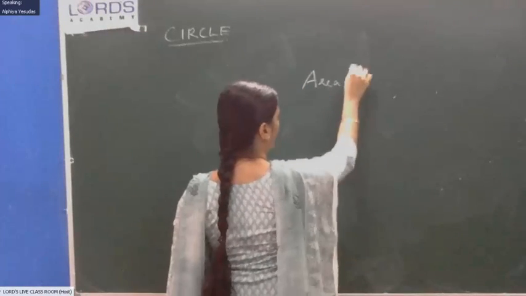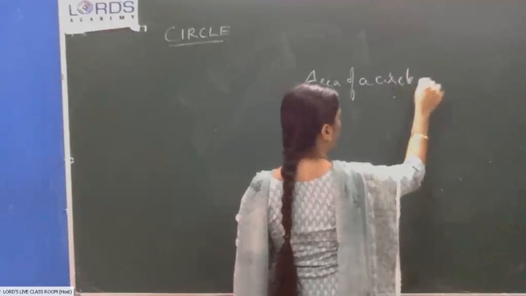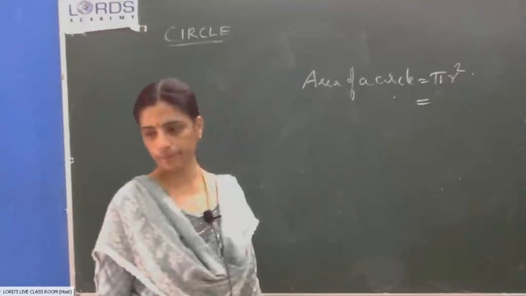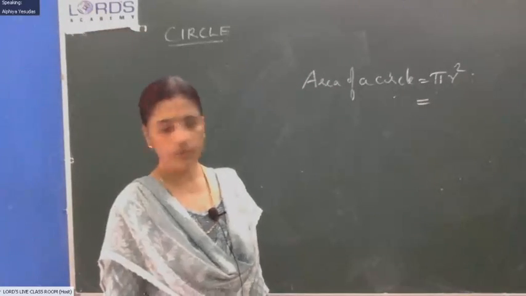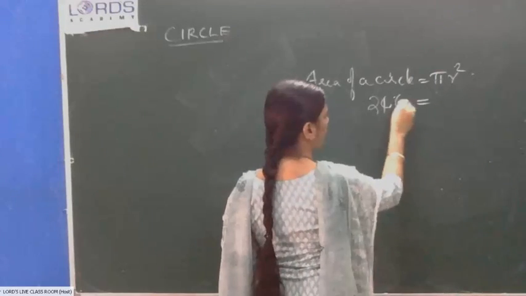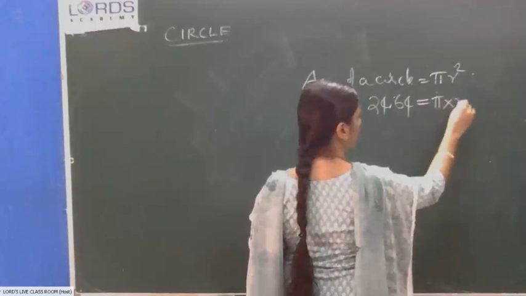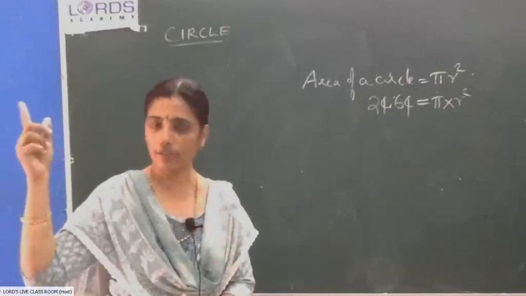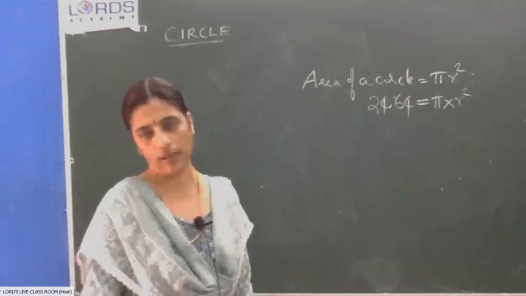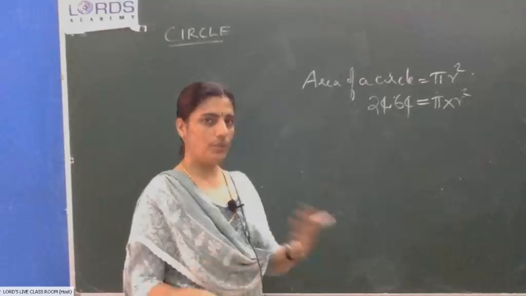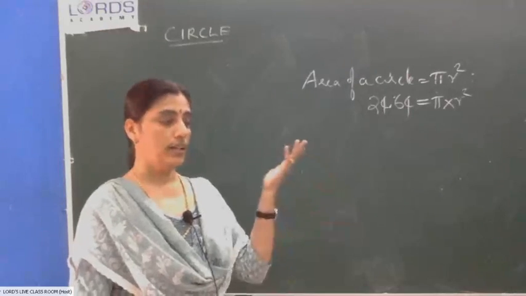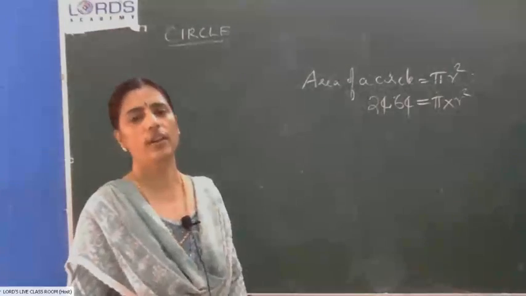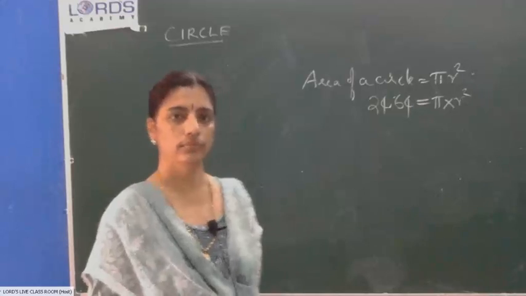Area of a circle equal to pi r square. 24.64 equal to pi into r square. From that you get the value of r. After getting r, we have to substitute in the circumference formula. Here just a reverse of the previous question. There circumference they have given and we have to find the area. Here area they have given, we have to find the circumference. Anyway, first you have to find the value of r.